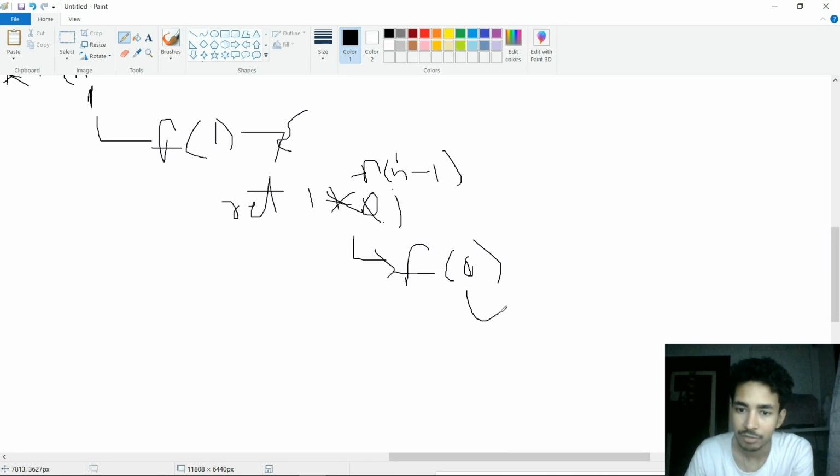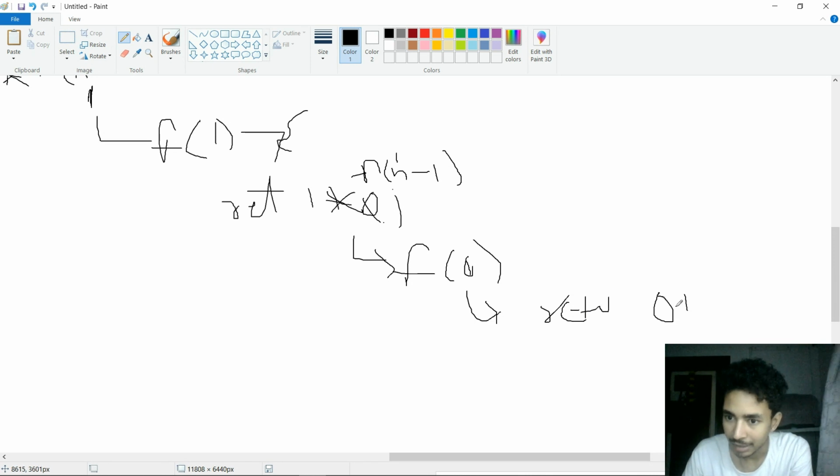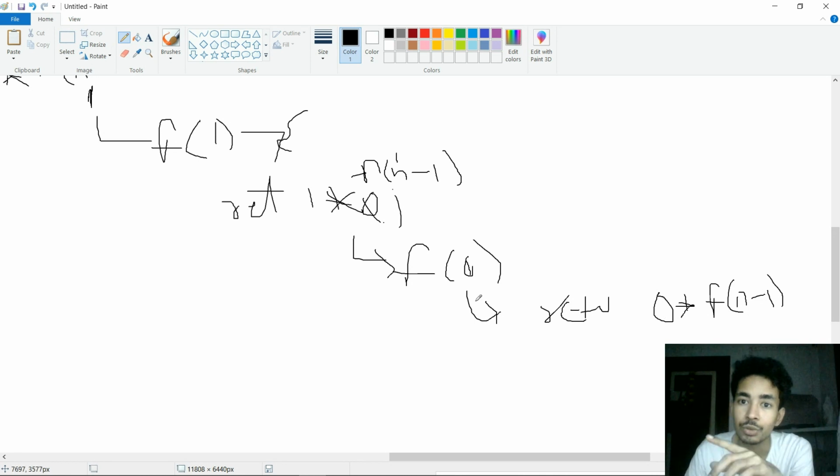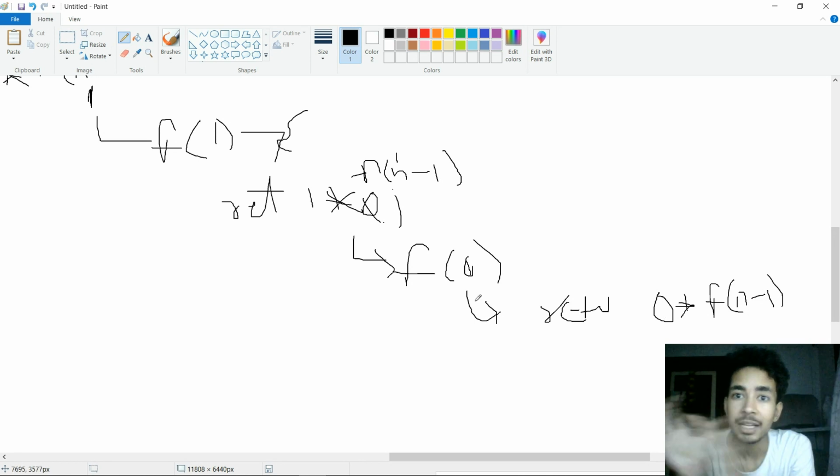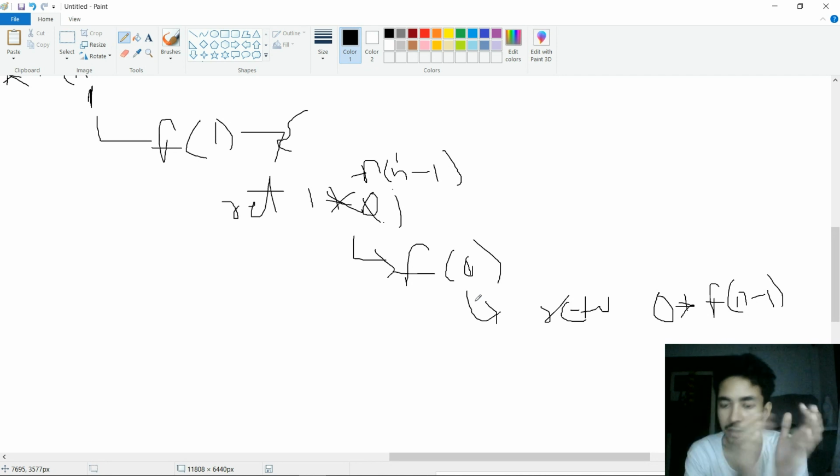Suppose here f of 0 is nothing but it will return 0 multiplied by one more function f of n minus 1. Now n is 0, and 0 minus 1 is minus 1. So in a factorial, we cannot multiply by minus 1. We just cannot multiply by a negative number.